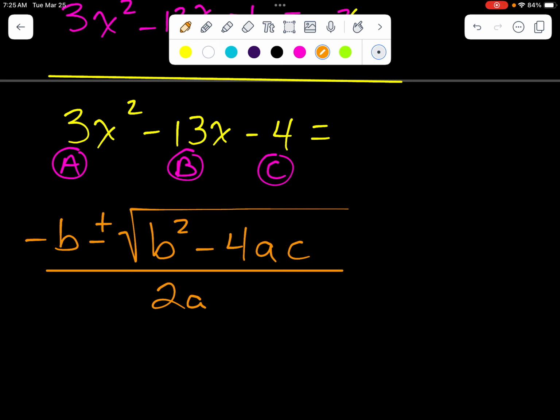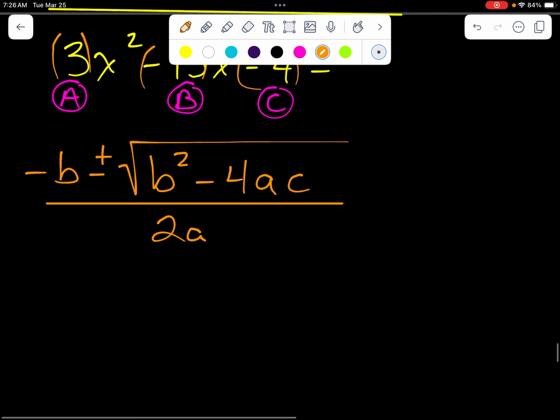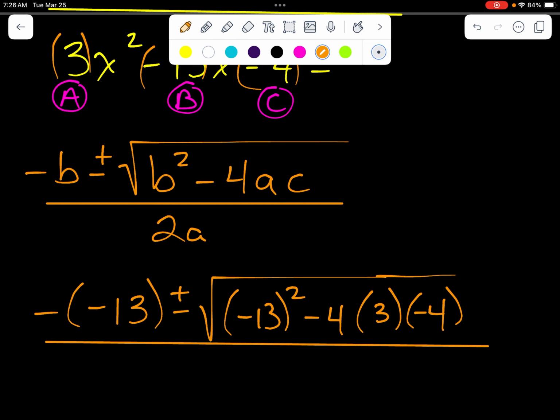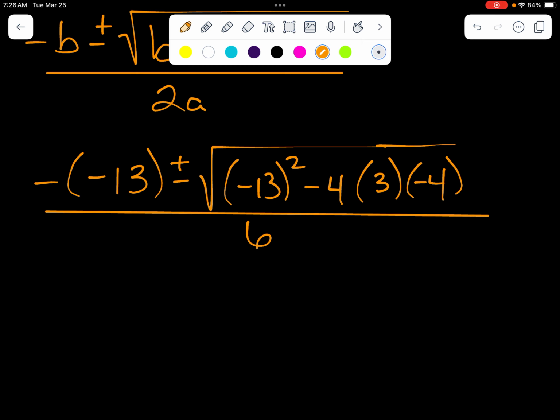All right, when we plug in our numbers, we are going to only substitute the numbers for the letters, right? Don't change any of the pluses or minuses in the formula here. All right, here we go. So we're going to go negative b. B is negative 13, so we substitute negative 13 right here. Plus or minus the square root of negative 13 squared minus 4 times A, which is 3, times the value of C, which is negative 4. All of that divided by 2 times the value of A. Well, A you see right here is 3. 2 times 3 is 6.